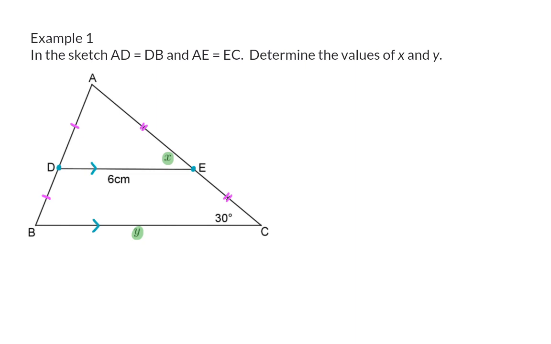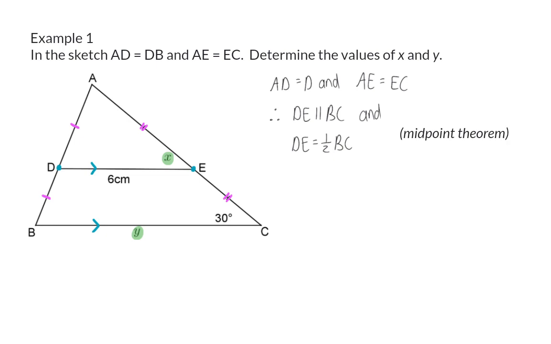I'm going to start off stating that I know AD is equal to DB and AE equal to EC. Therefore, we can make the conclusion that DE is parallel to BC, and we also know that DE will be half the length of BC. My reason for this will be midpoint theorem.